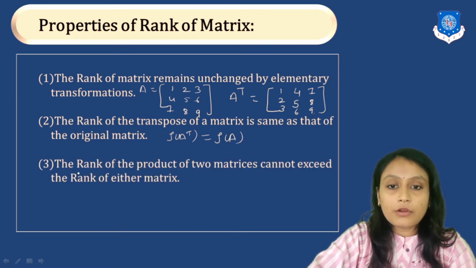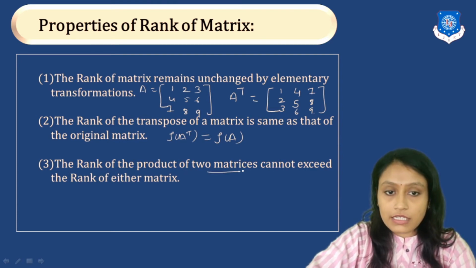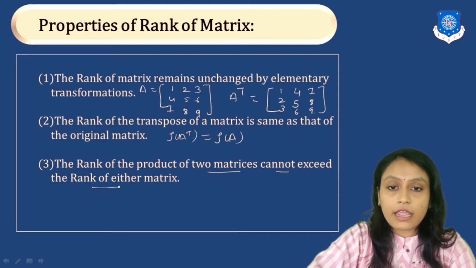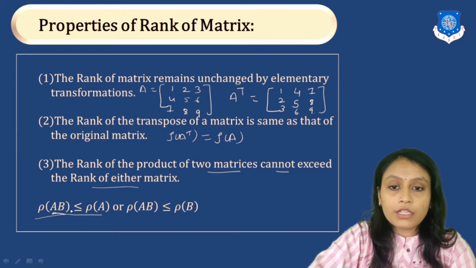And the third property is the rank of product of two matrices cannot exceed the rank of either matrix. That is, rank of AB is less than or equal to rank of A. AB means here we have to take the product of two matrices. So the rank of AB will be less than or equal to rank of A, or rank of AB is less than or equal to rank of B.